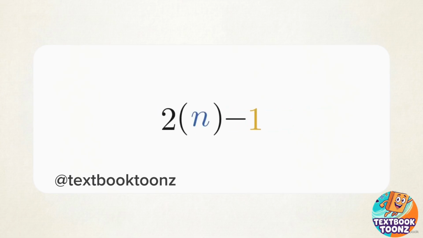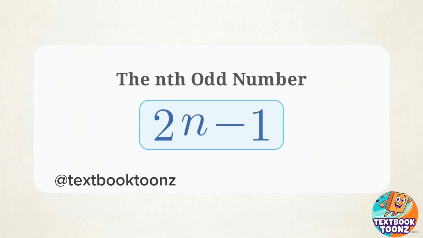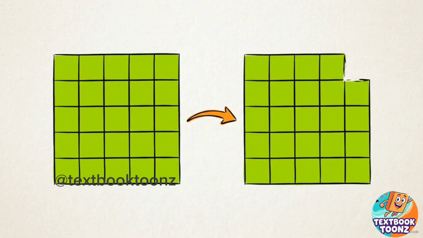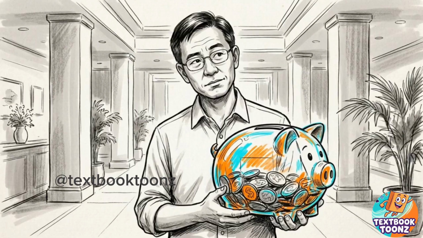This gives us our general formula. The nth odd number is always 2n minus 1. This relationship allows you to pinpoint any odd number instantly by simply finding its even counterpart and moving back by 1. Let's test these rules with a logic puzzle.